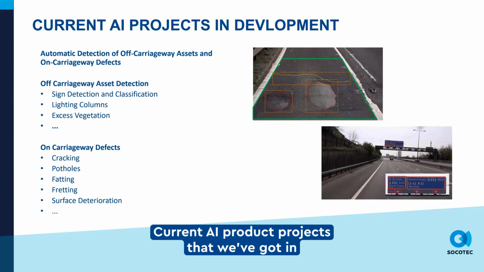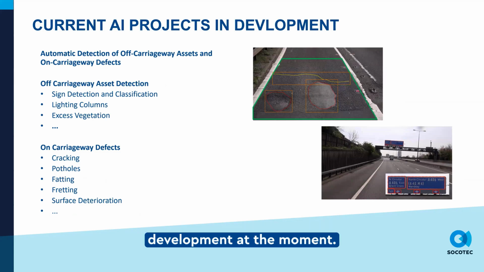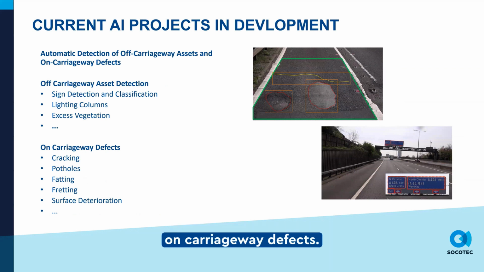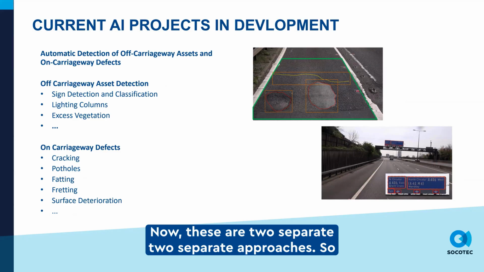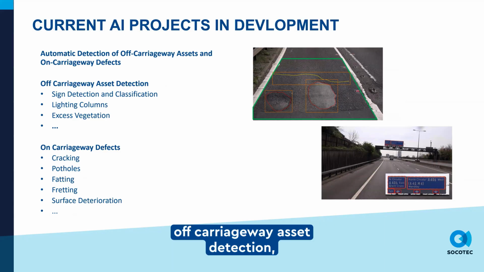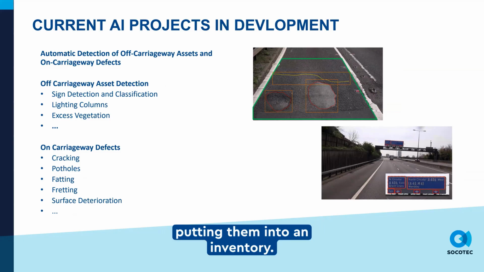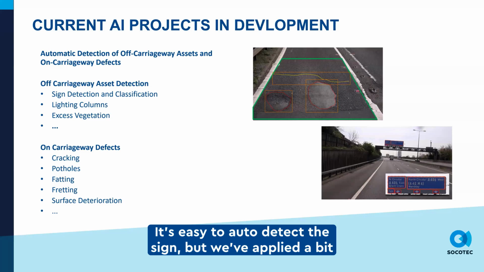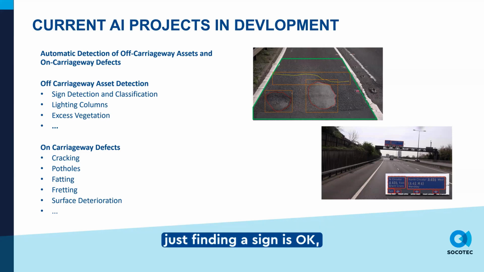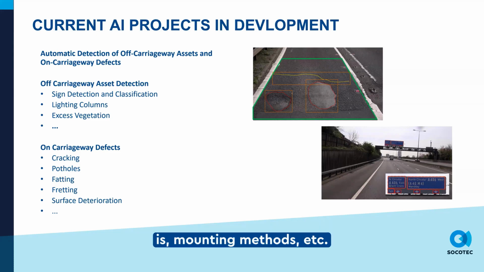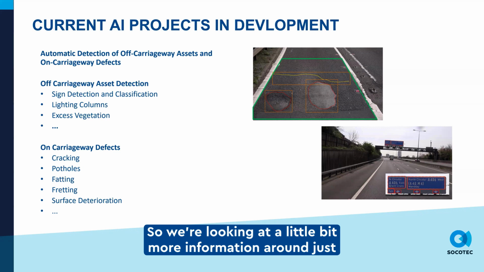A current AI project that we've got in development at the moment is the automatic detection of off carriageway assets and also on carriageway defects. Now these are two separate approaches. So off carriageway asset detection is about automatically detecting the signs and putting them into an inventory. It's easy to auto detect the sign, but we've applied a bit of logic to give it an actual classification, because just finding a sign is okay, but we need to know what that sign is, how big that sign is, the mounting methods, etc. So we're looking at a little bit more information than just the sign plate.